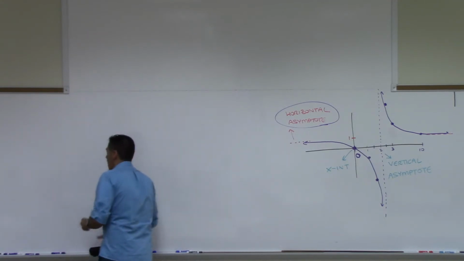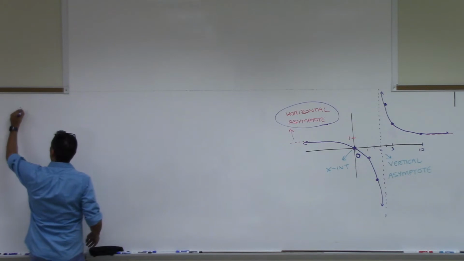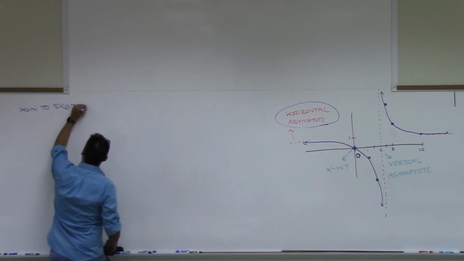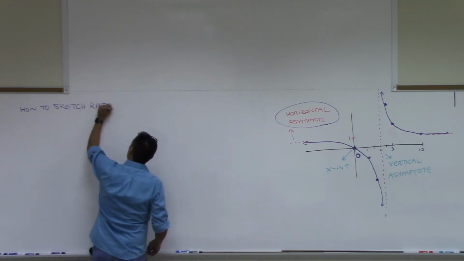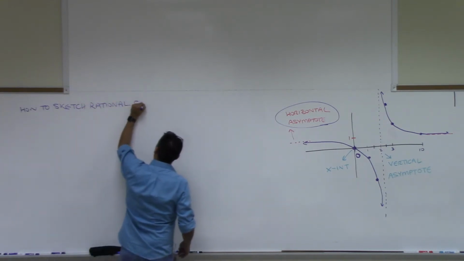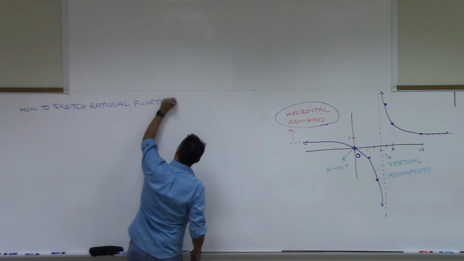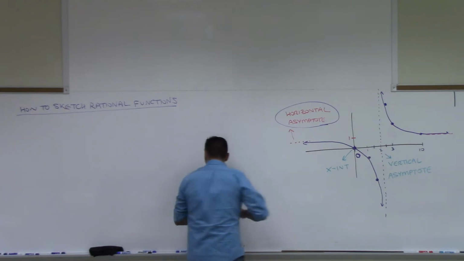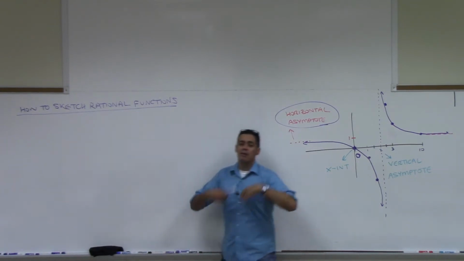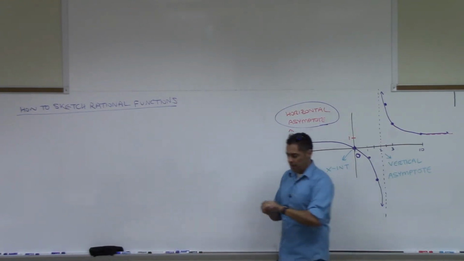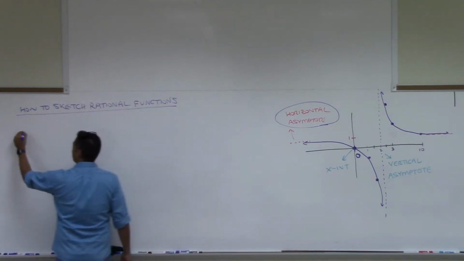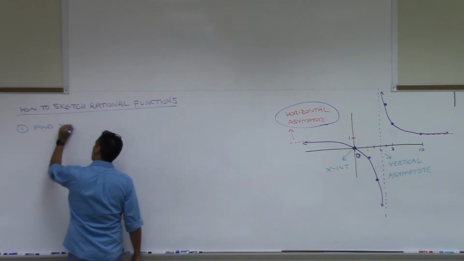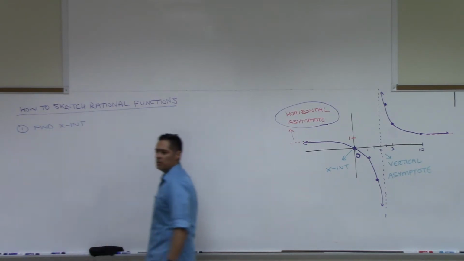All right, first step. How to sketch rational functions. Remember what I just said. For now, just copy this down. As we work through examples, you'll see it hopefully come to light. First step, we're going to find the x-intercepts of the rational function.